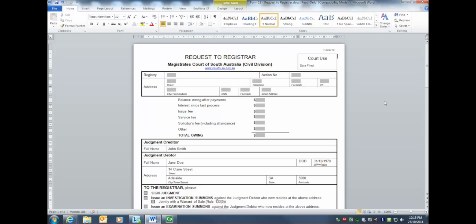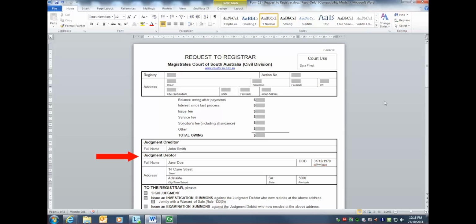How do you fill in a Form 18? Registry. Here, you need to fill in the details of your local Magistrates Court registry. You will need to include the action number that you were given when you filed your Form 3. Judgment creditor. The judgment creditor is a term for the person seeking the judgment. Therefore, this is you. It is very important that you write your full name in clear writing.